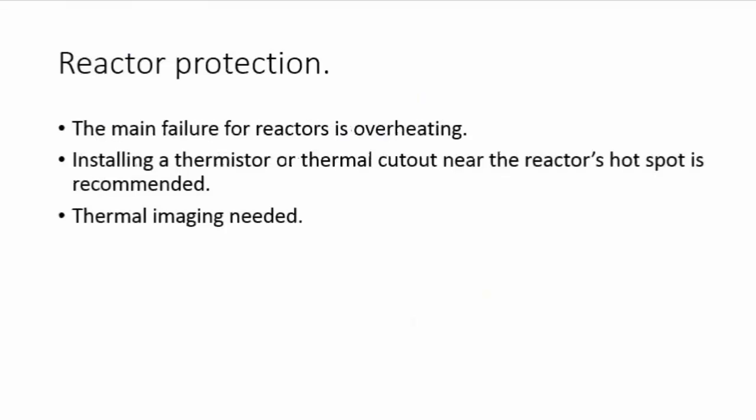Now, the reactor should be protected from overheating, because overheating is the main failure of the reactor. You should install a thermal cutout, which is a resistor that changes with temperature, near the hot spot. And where is the hot spot in a filter? Who knows? You have to make a thermal image when the filter is running, to see where the hot spot is, and then install the proper protection for high temperature. It is the main reason a reactor fails.